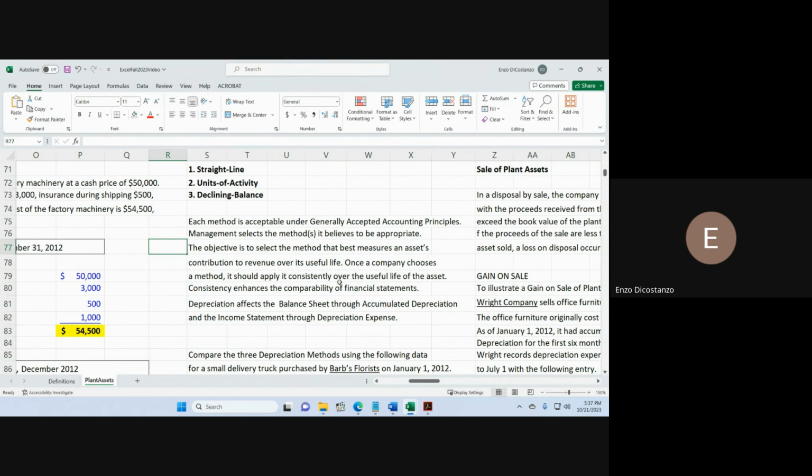Depreciation affects the balance sheet through accumulated depreciation and the income statement through depreciation expense. Yeah. So there's accumulated.